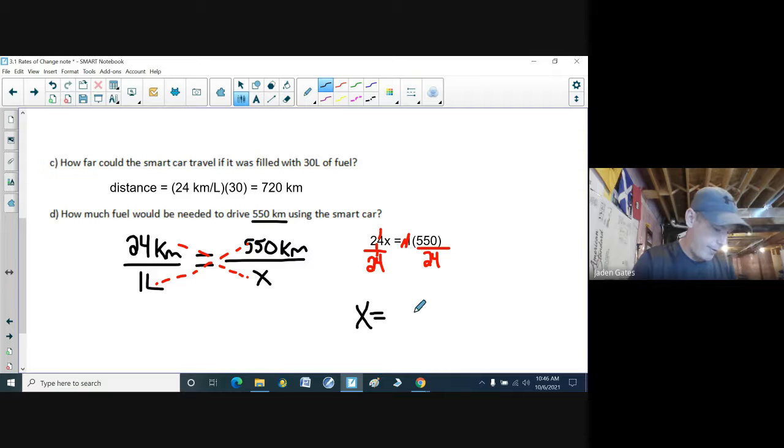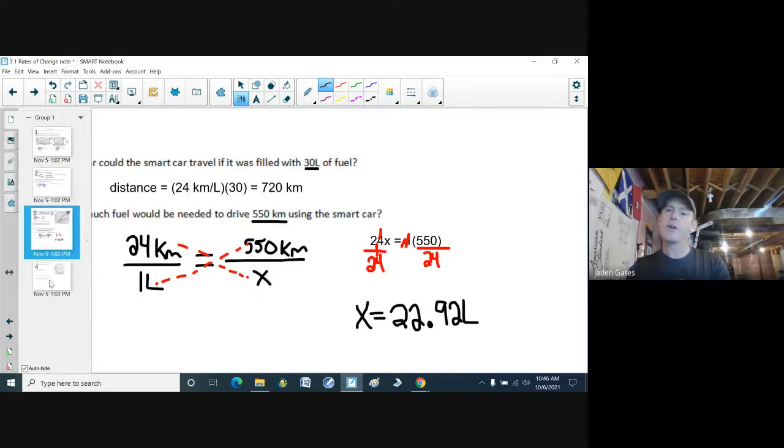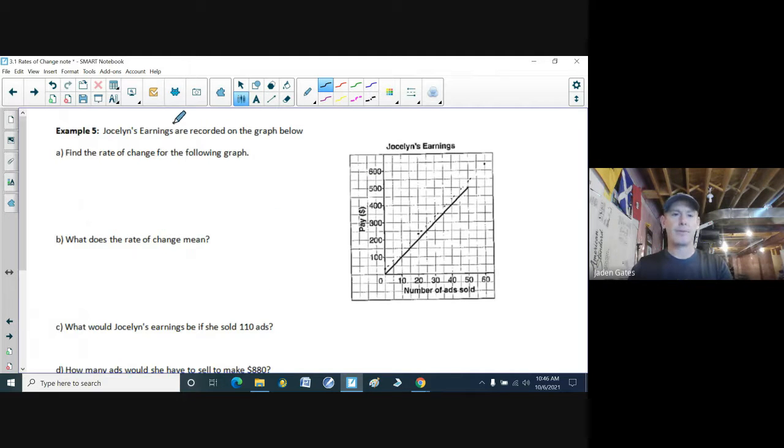I take 550 and divide it by 24. And I get that it would take 22, again, going to 2 decimal places as usual, 0.92 liters of fuel if you want to go 550 kilometers. You want to go 720 kilometers, you're going with 30 liters of fuel. All right, let's try another one of those. So not only are we finding the rate using the graph, we're using it to figure stuff out.